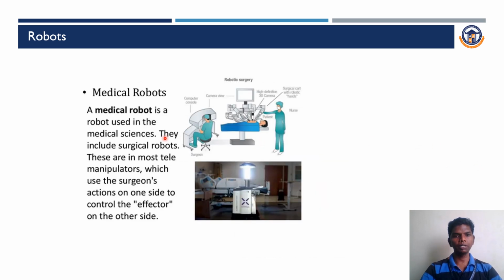And this is a very essential robot. Why? Because this robot is used for medical purposes: medical robots. A medical robot is a robot used in medical science. They include surgical robots. These are mostly telemanipulators, which use the surgeon's action on one side to control the effector on the other side. So look at this diagram: a robot can perform surgery.